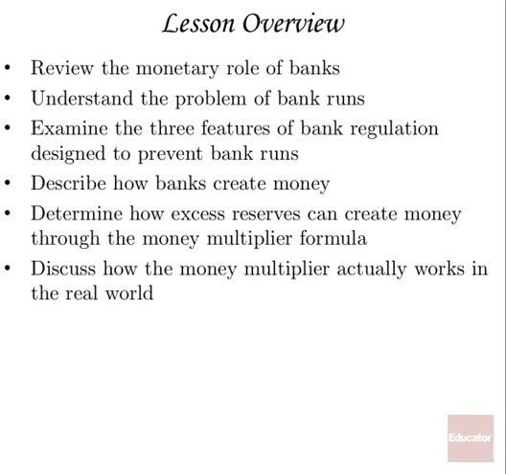So in today's lesson overview, we're going to review the monetary role of banks. We're going to understand the problem of bank runs and how that might actually pose a problem when we're dealing with the banking system. And we're going to examine the three features of bank regulation, again, designed to prevent bank runs. We're going to describe how banks actually create money. We're going to determine how excess reserves can create money through a process called the money multiplier formula. And finally, we're going to discuss how the money multiplier actually works in the real world.